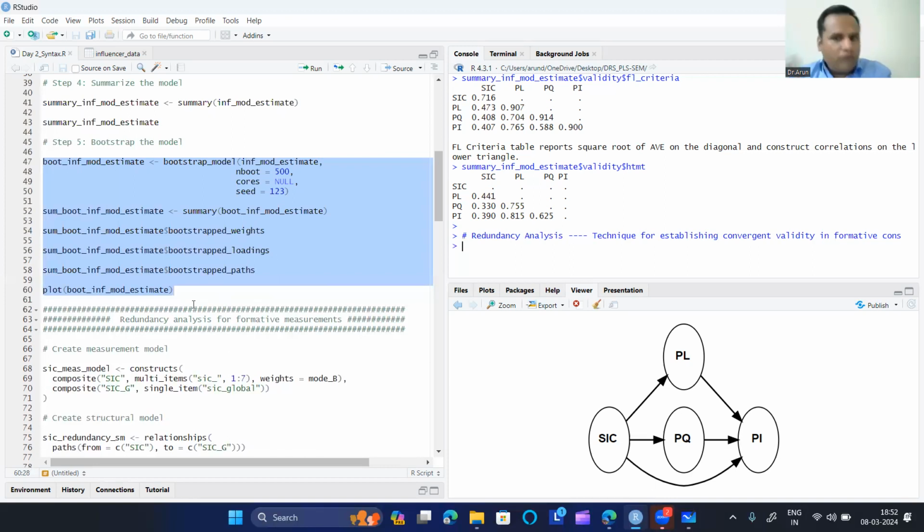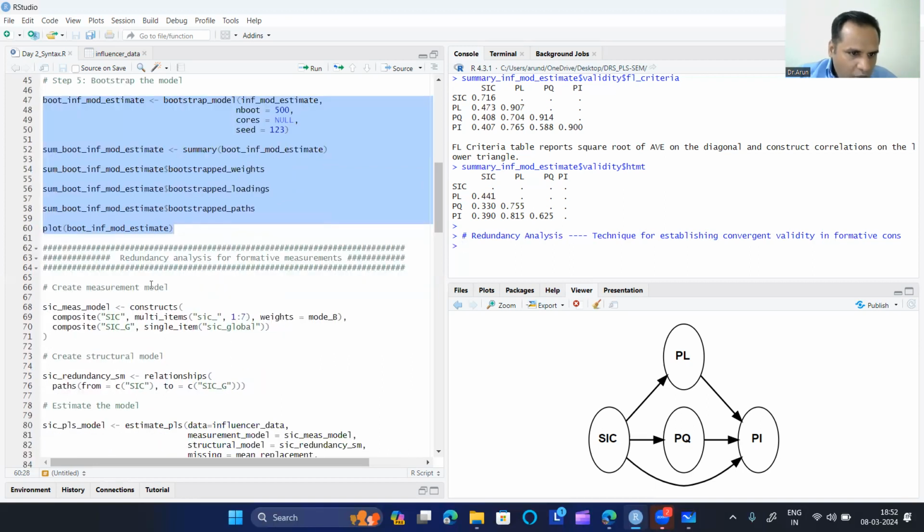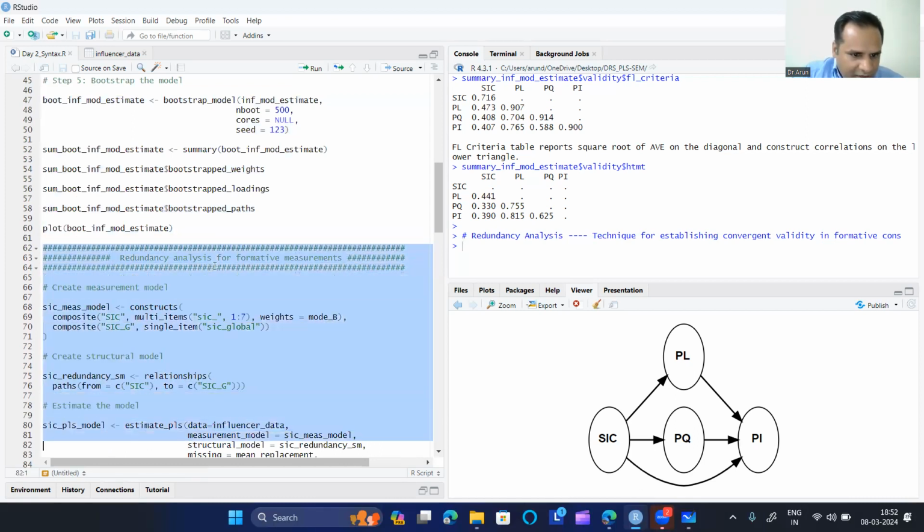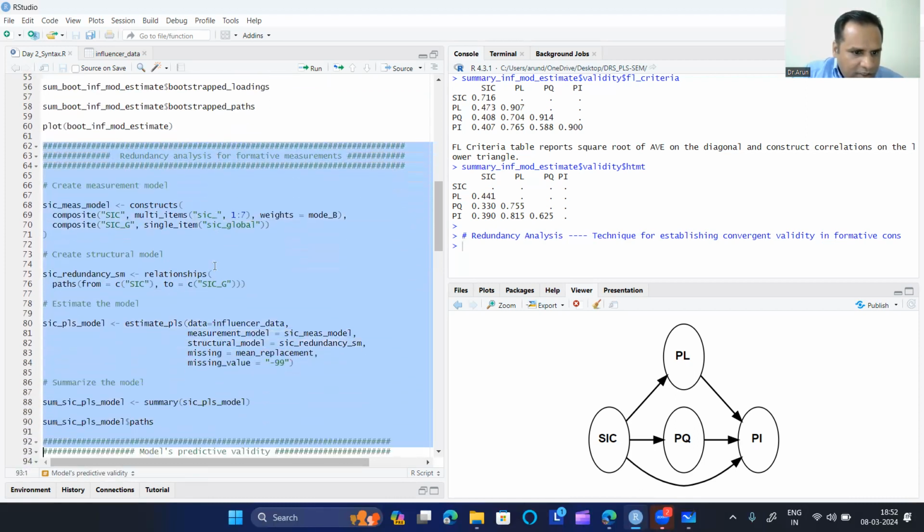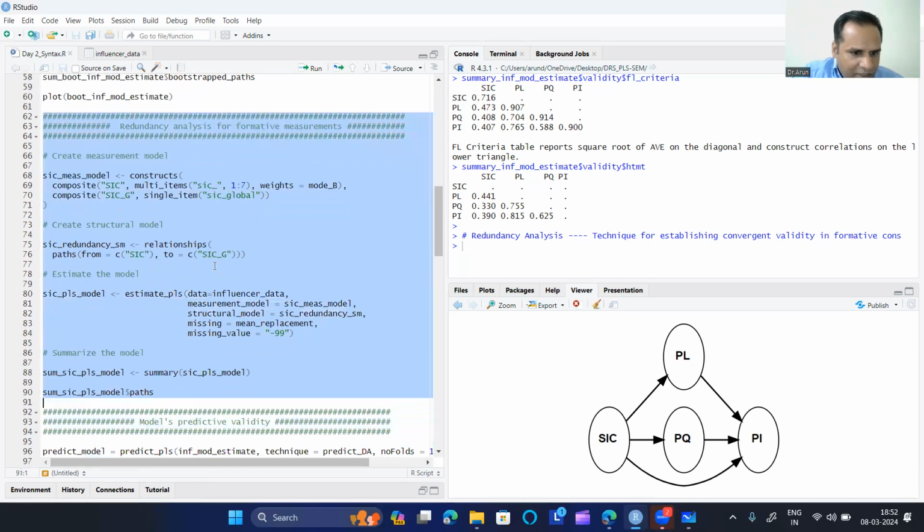Now, the measurement model for formative is still not over. That's why I'm skipping lines 47 to 60. So what I'll do is simply take this line, copy this and put it up.